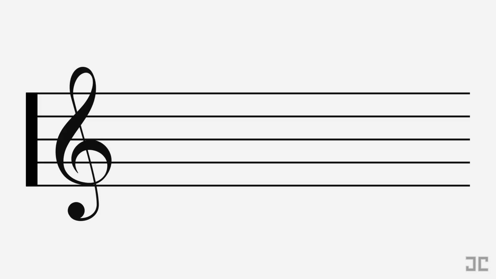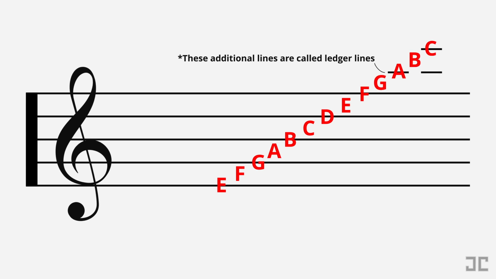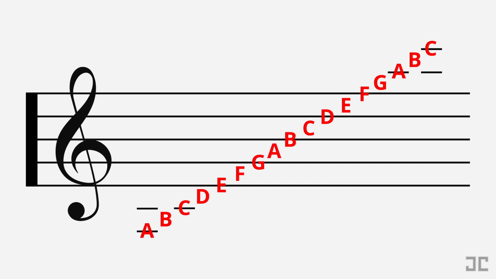If we put a treble clef on our staff, we can start to identify the notes. Here we have E, F, G, A, B, C, D, E, and F. We can keep going higher by adding lines through every other note. G, A, B, C. We can also go lower in pitch by adding notes to the bottom. D, C, B, A, and so on. At some point when you get too high or too low, it can get tough to read, but this is a solution I'll show you in a later video.